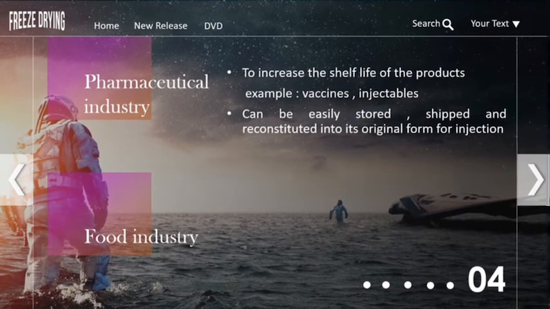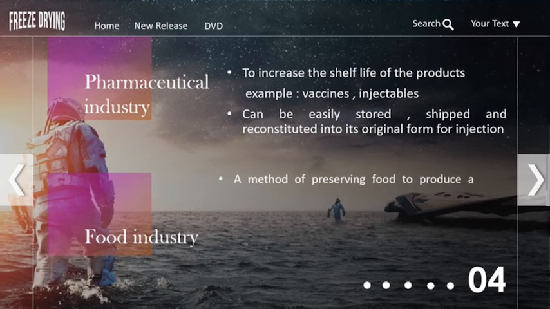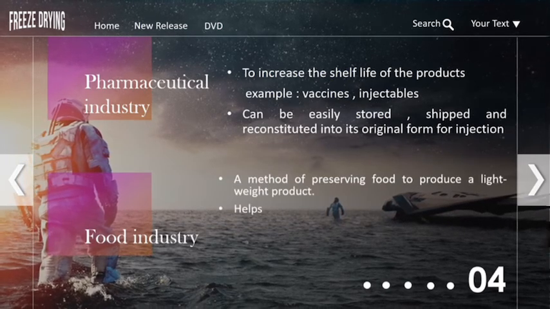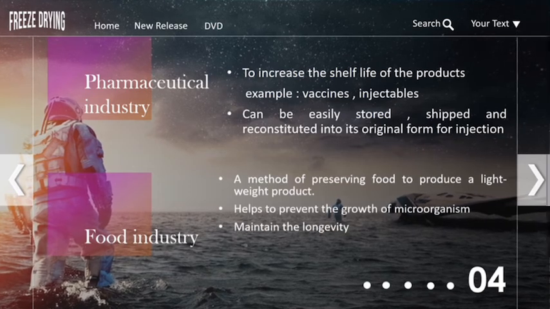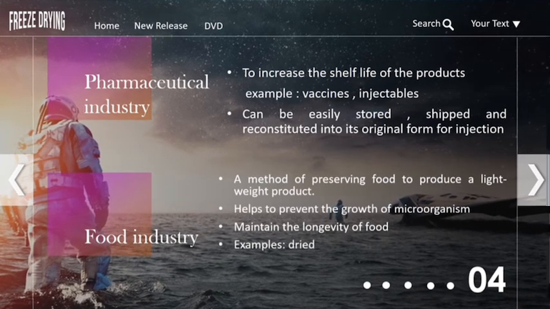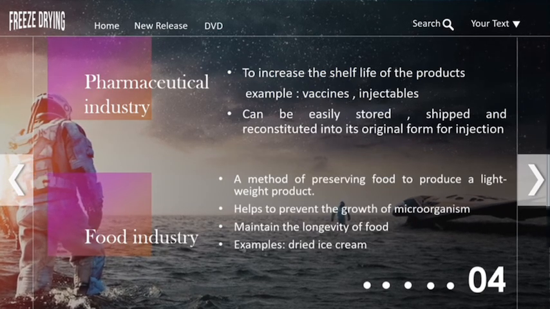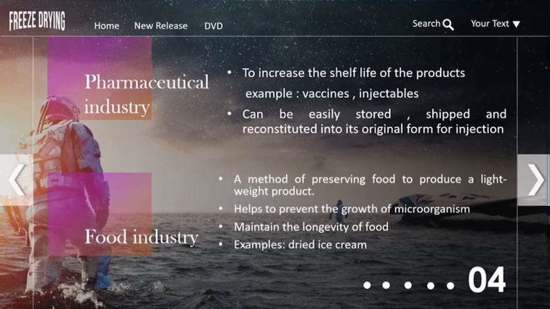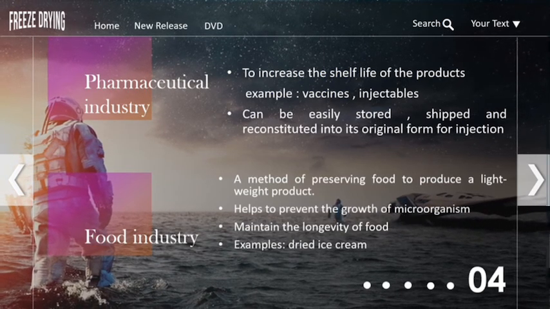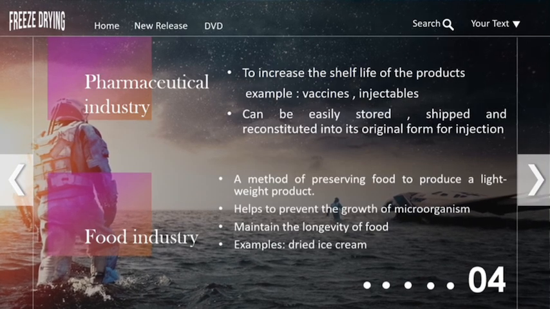Food industry. In the food industry, freeze-drying is a method of preserving food to produce a lightweight product. Other than that, freeze-drying is important to prevent the growth of microorganisms and maintain the longevity of food. One of the popular freeze-dried products in the food industry is dried ice cream.